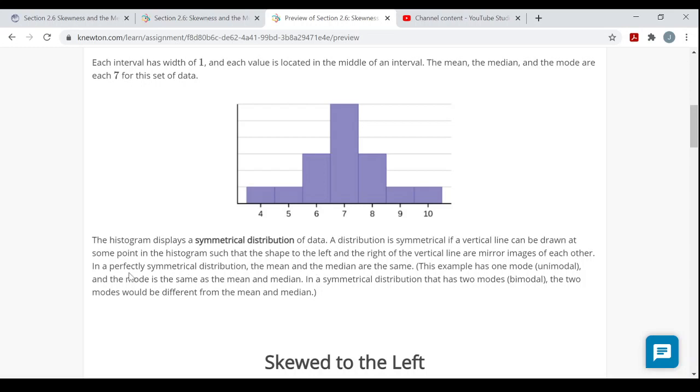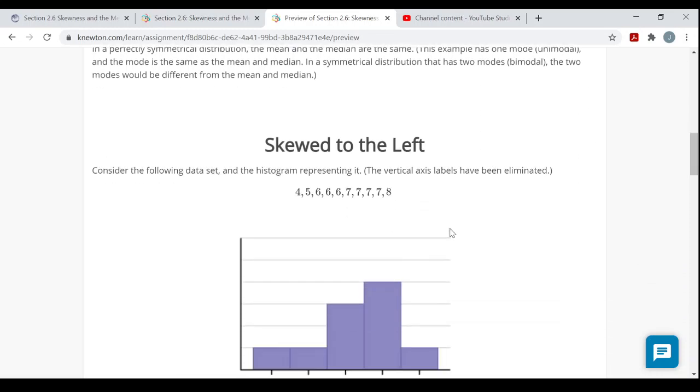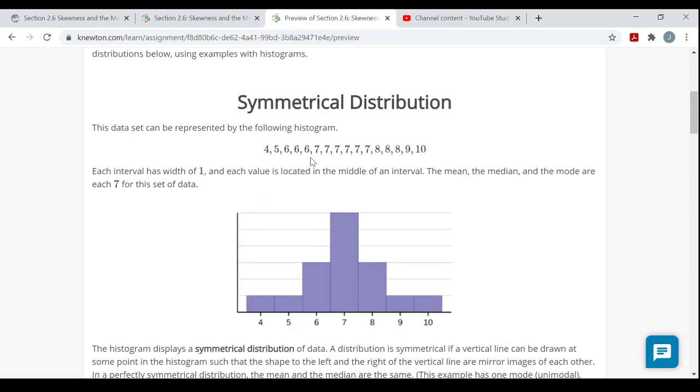Now, in a perfectly symmetrical distribution, the mean and median are the same. If a distribution is perfectly symmetrical, so the left half and the right half are exactly the same in your histogram, the mean and the median will be equal. And then the modes, I'm not worried so much about the modes. The mode, remember, is the most frequent data value. You can have one mode or two modes. I'm not going to worry so much about the mode right here. So that was a symmetrical distribution.